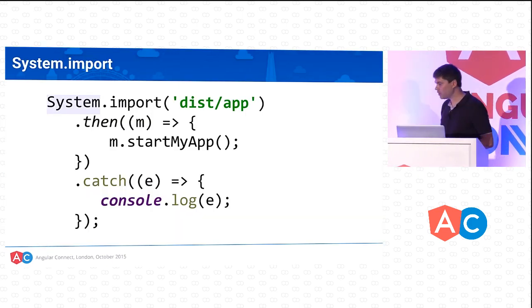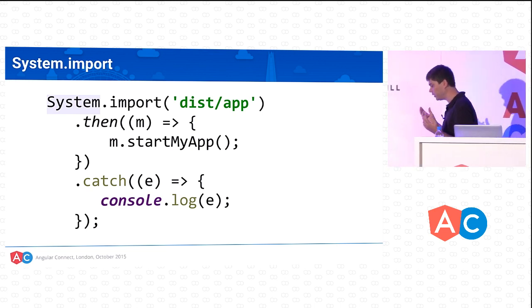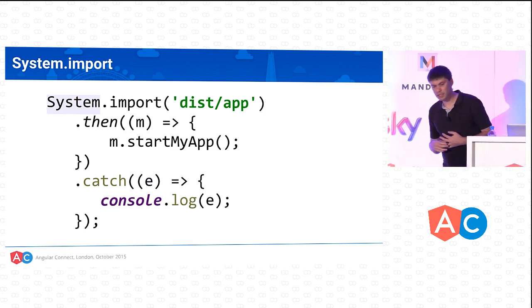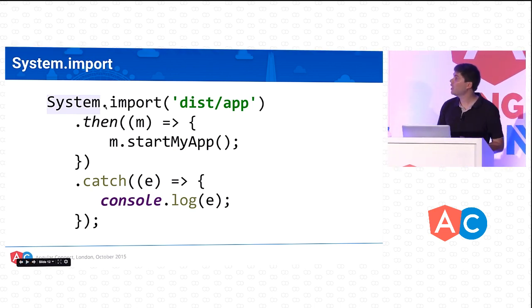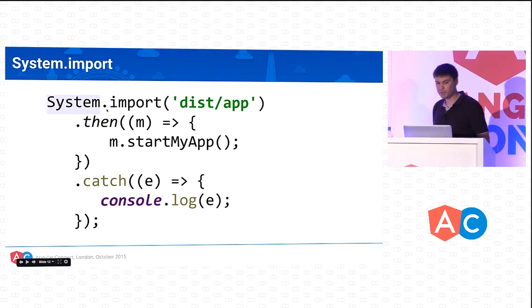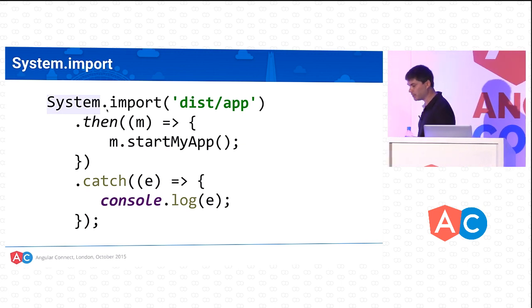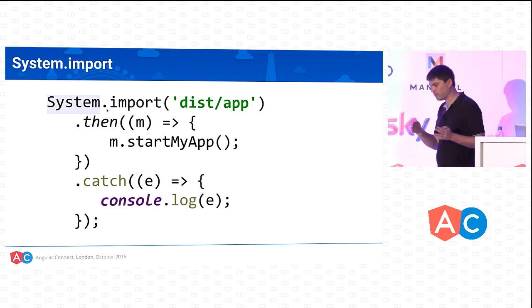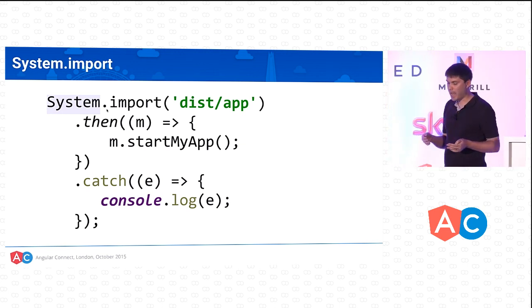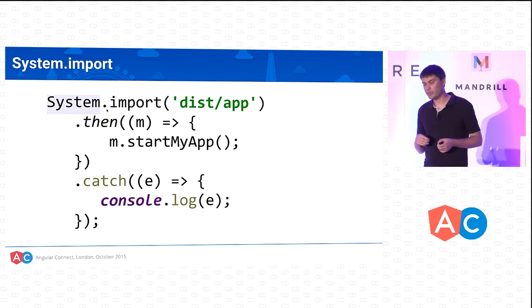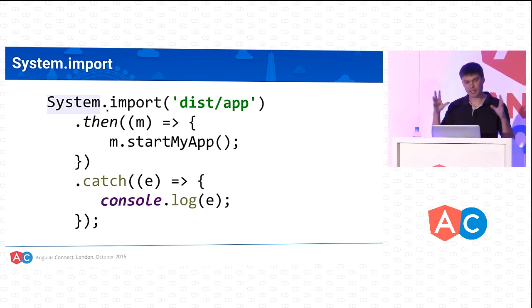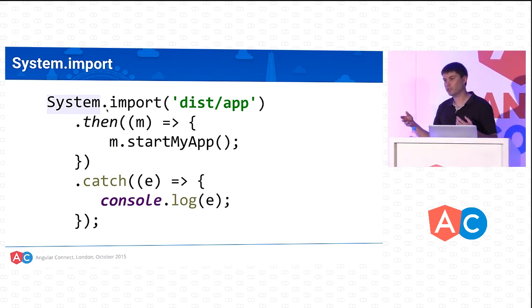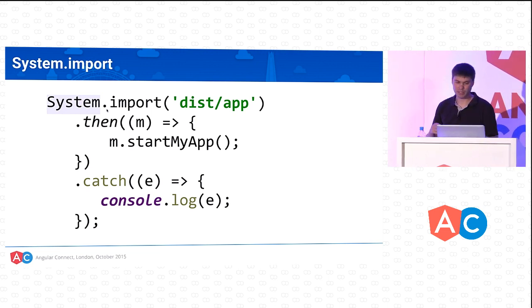Now, what would this system loader give us? Well, it would give us the import statement that you can see here on the System namespace. And this import statement allows us to give a URL, and it returns a promise that resolves to a module that we are loading. Right? So there is more to system loading, but this is kind of the entry point to the application.